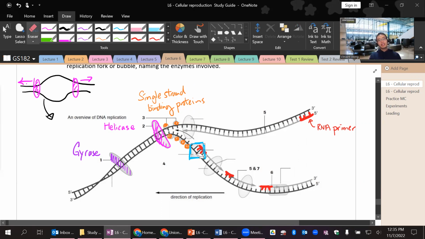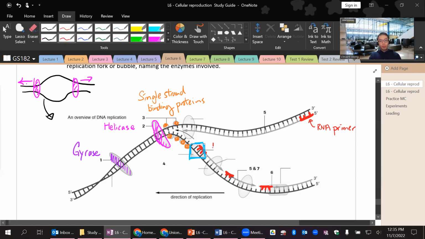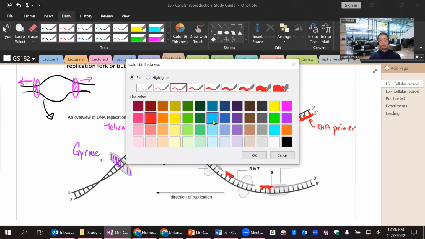So what's this enzyme here? Does anybody remember? The enzyme that will help put the RNA primer in place. What is the name of that enzyme that does that?